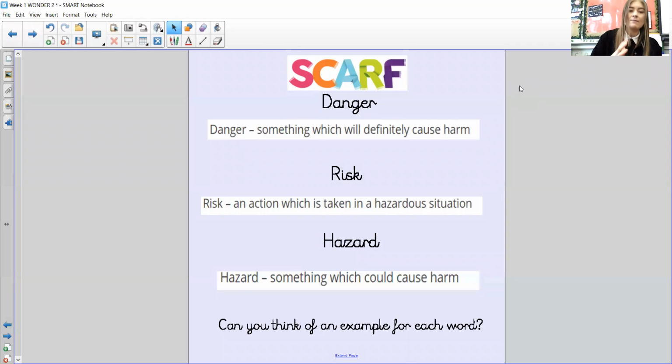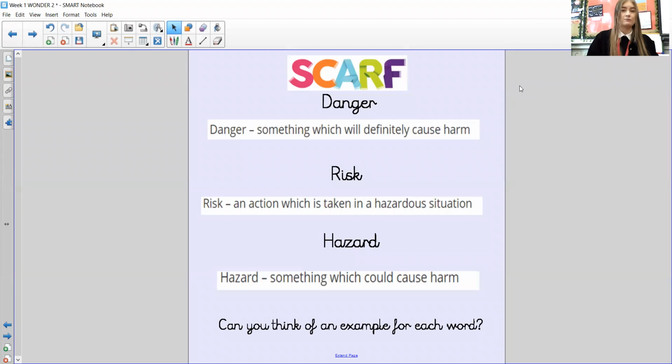Okay, so before we move on, I just want to have a little bit of a discussion about the fact that risks can be positive or negative. They can sometimes have a positive outcome or sometimes have a negative outcome. So taking a risk does not always involve something necessarily negative. For example, I'll take the singing in front of the school example again.